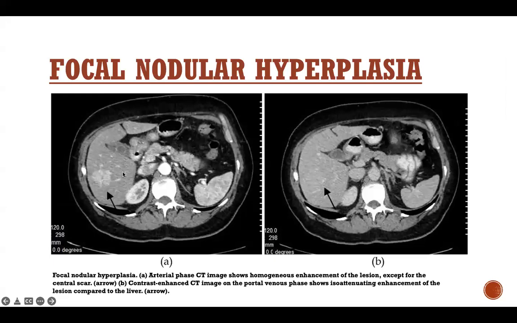This is another CT scan. We see here the homogeneous enhancement of the lesion and the central scarring. You see how the scar looks. It's a white center and always has a line to the periphery.